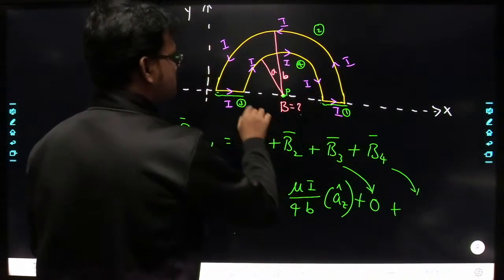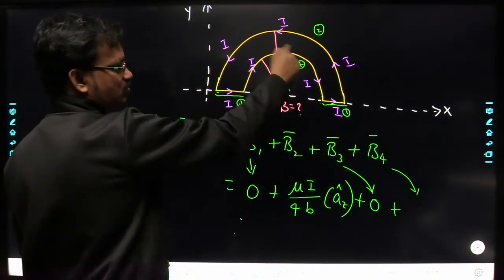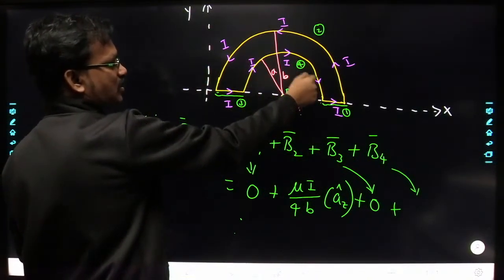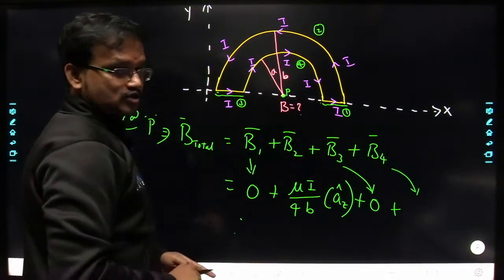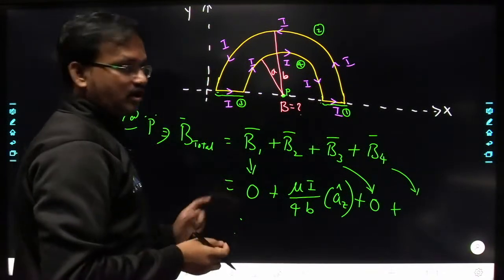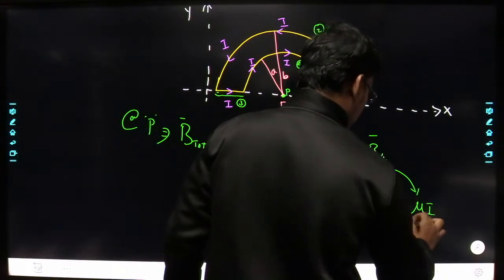Next, B4 here. So B4 is due to this semicircular loop, yes or no? This is a semicircle, and its radius is A. So what is the B field due to a semicircle of radius A here? It is nothing but mu I by 4A.